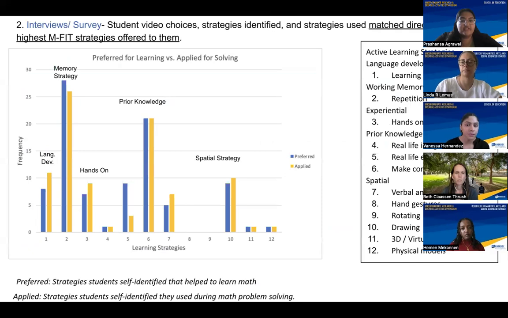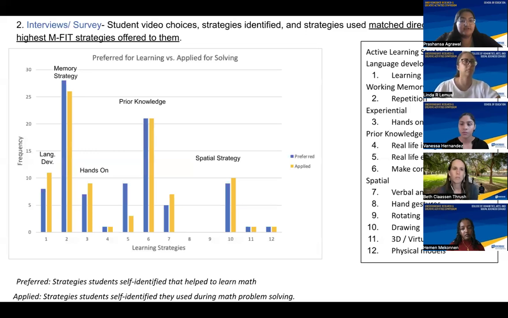In regards to findings from the interview and survey from Study 1, my colleagues will be going over it in depth tomorrow during the poster presentation. However, I will briefly cover it as well. One of the surveys asked participants to, A, identify strategies they think they prefer to use while learning math problems, and B, also identify strategies that they actually apply when solving math problems.